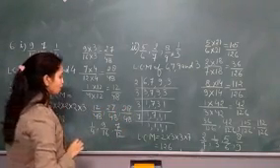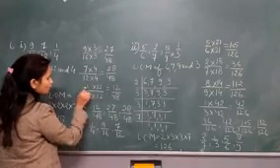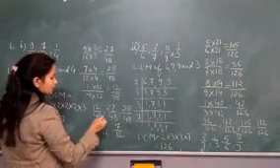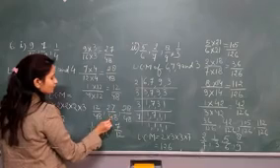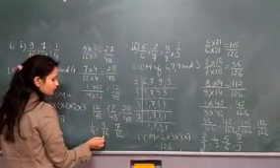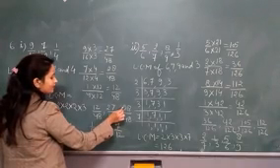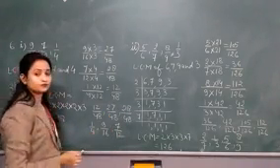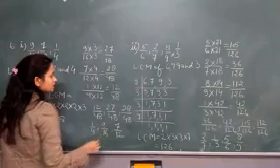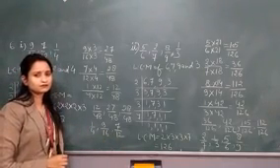Okay? Now 12 upon 48 is the fraction of 1 upon 4. So we will write here 1 upon 4. 27 upon 48 is the fraction of 9 upon 16. So we will write here 9 upon 16. And last, 28 upon 48 is the fraction of 7 upon 12. So we will write here 7 upon 12. And it is our answer.